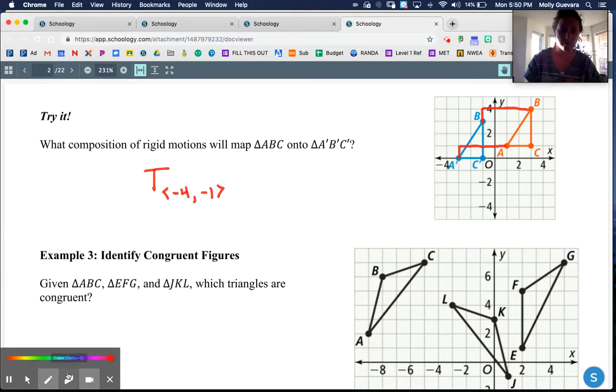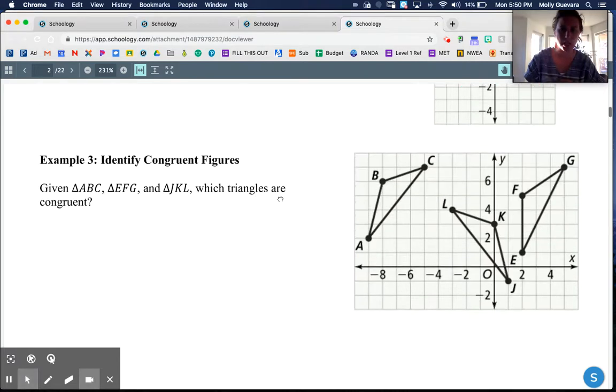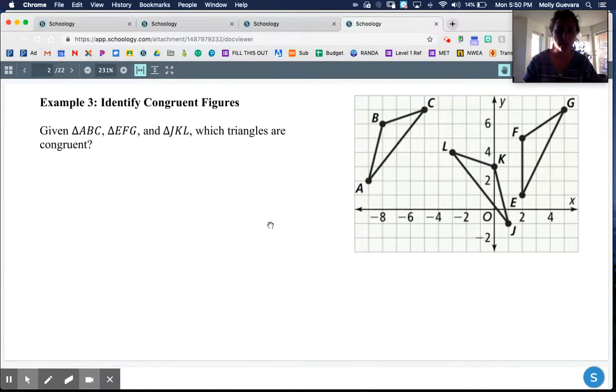Okay, let's move on. Let us know if you're having trouble on any of this so that we can help you, but otherwise we're going to keep going. It says, given triangle ABC, triangle EFG, and triangle JKL, which triangles are congruent? So I want to know which triangles are the same. There's lots of different ways that we can do this, but I'm just going to start by picking a triangle and counting what we call slope triangles.